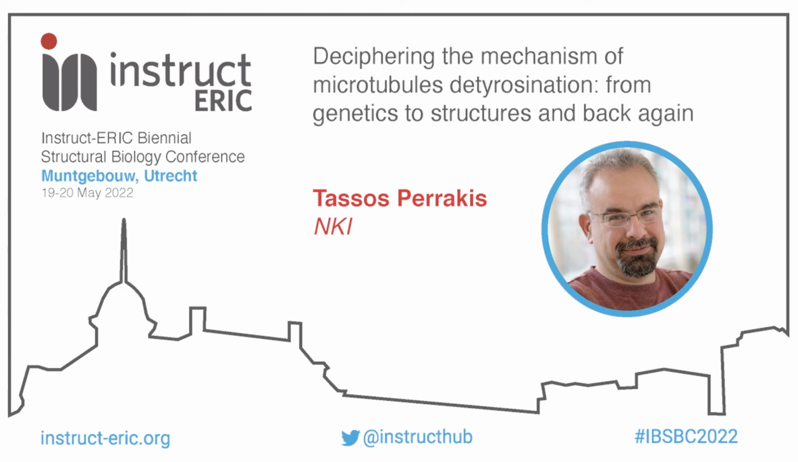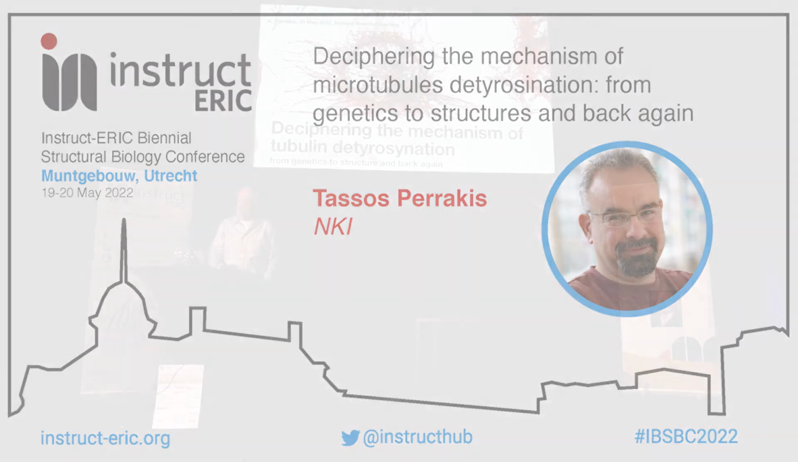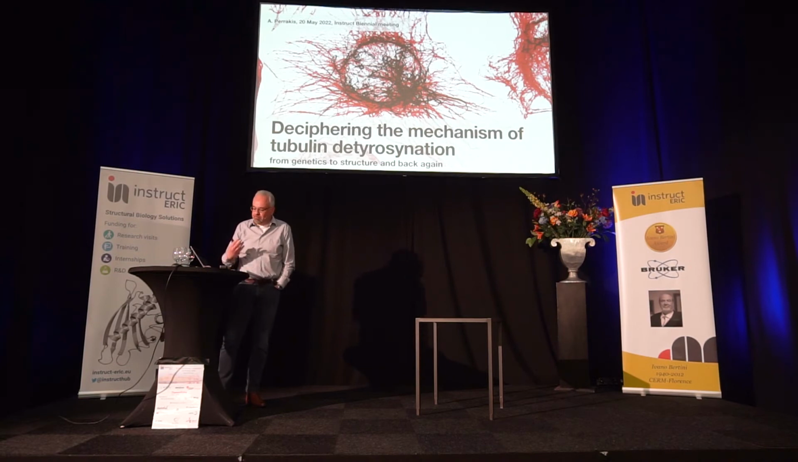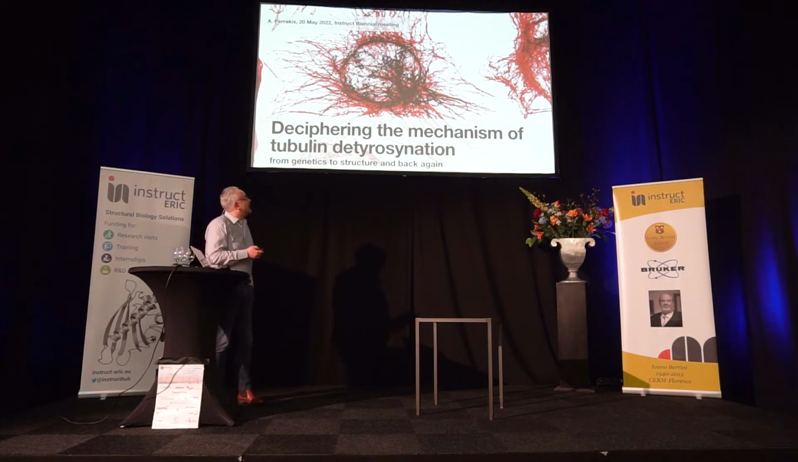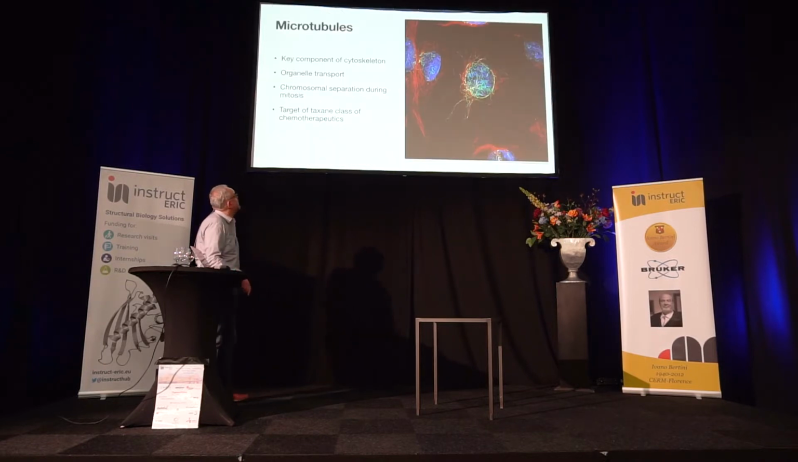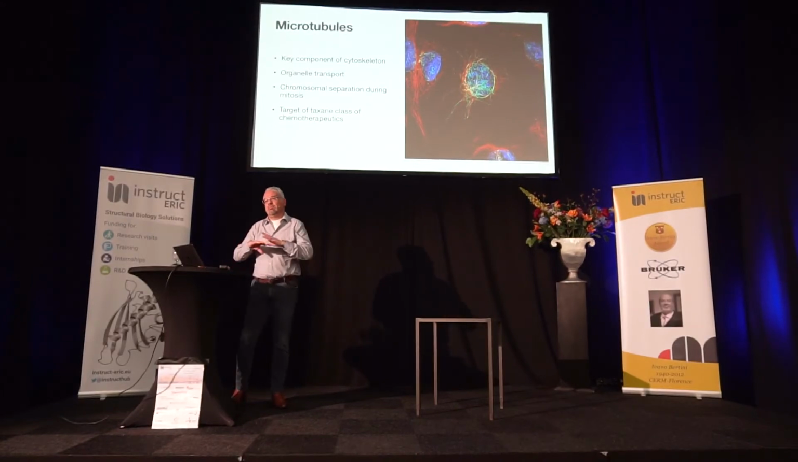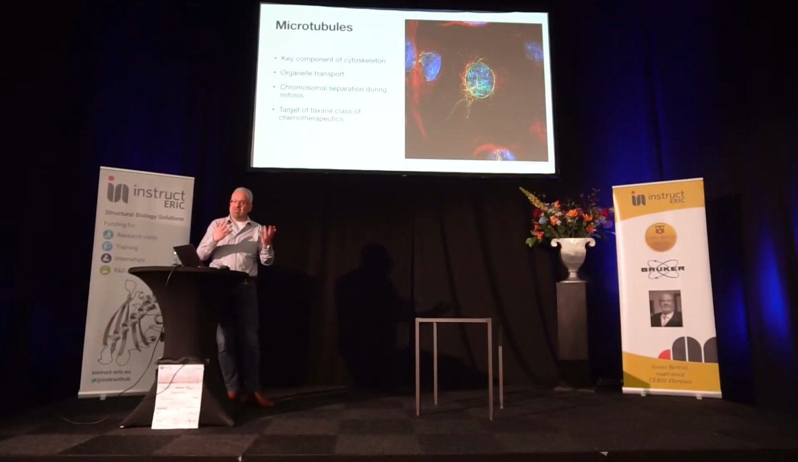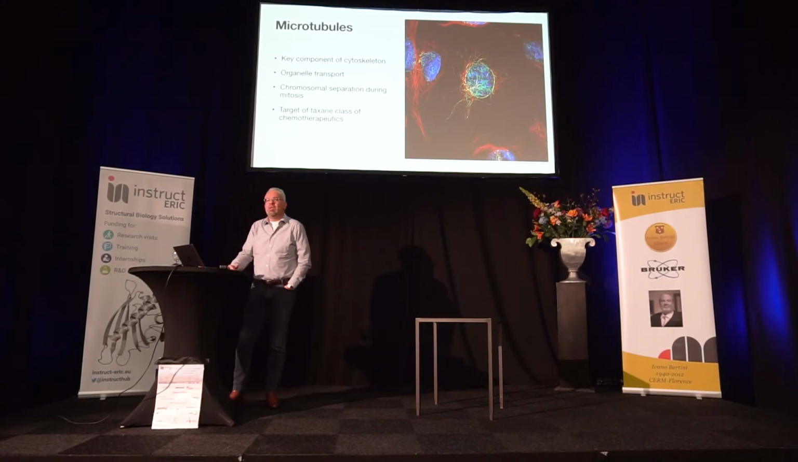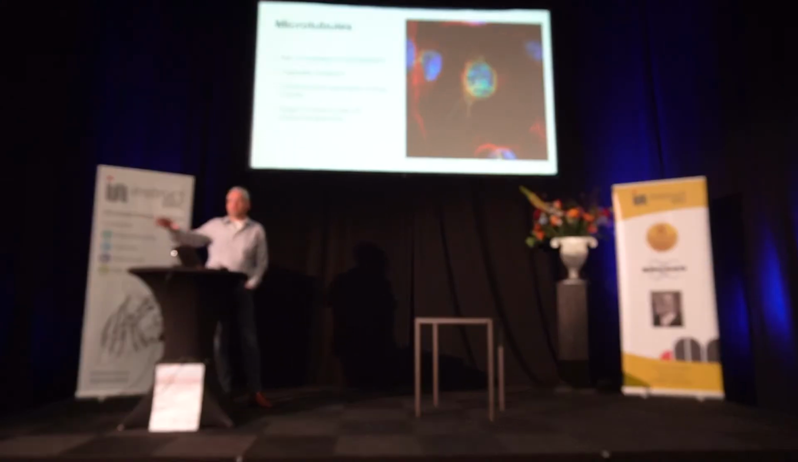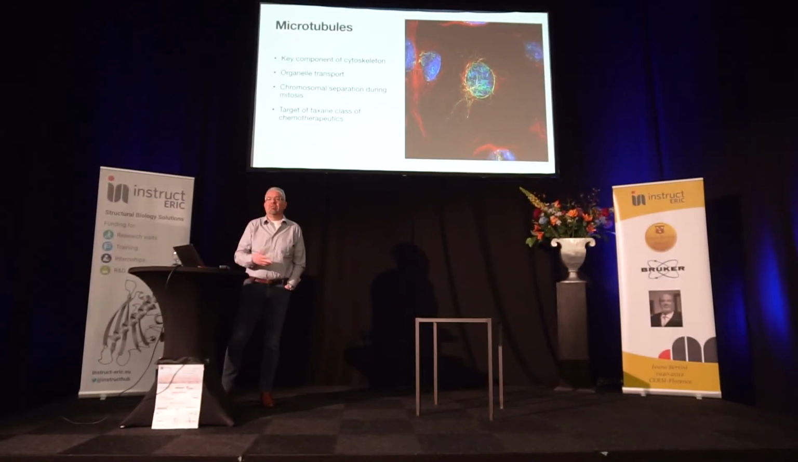So I'd like to talk to you about how microtubules are detyrosinated. And I'm sure that a lot of you do know about microtubules. They're key components of the cytoskeleton, that they define the cell shape, they help the cells move, and so on. They're also involved as railways for organelle support by different types of enzymatic complexes that transport vesicles and so on.